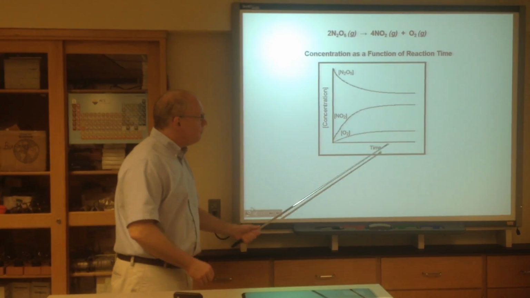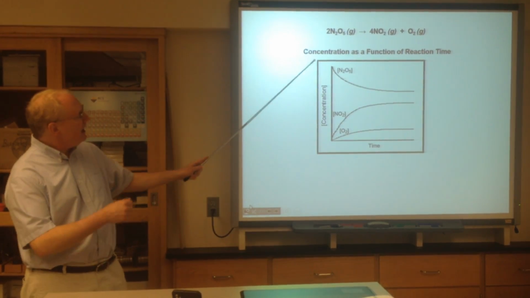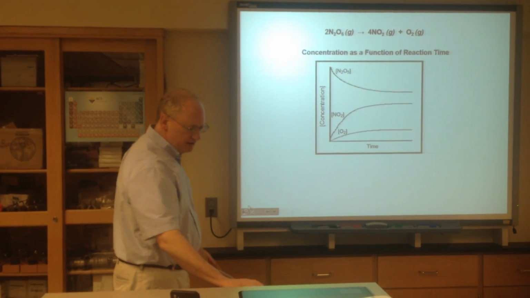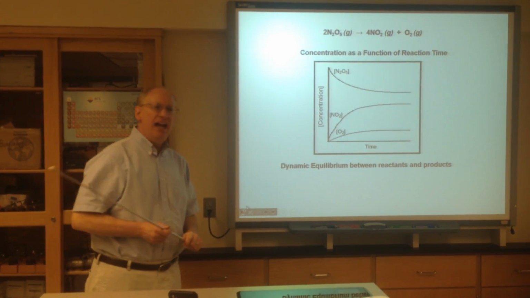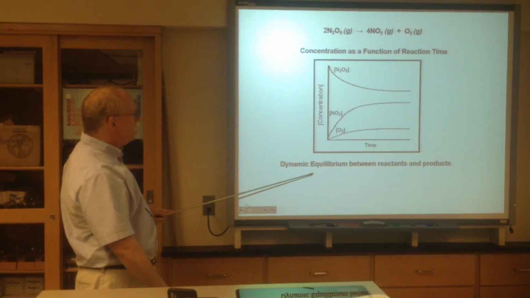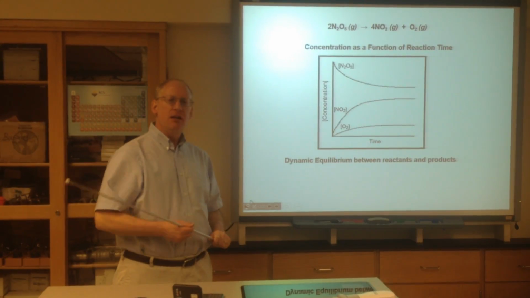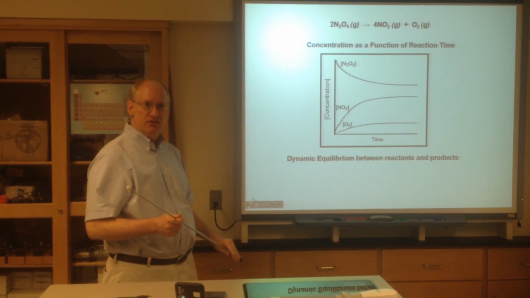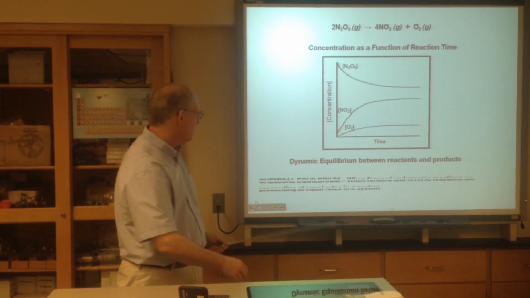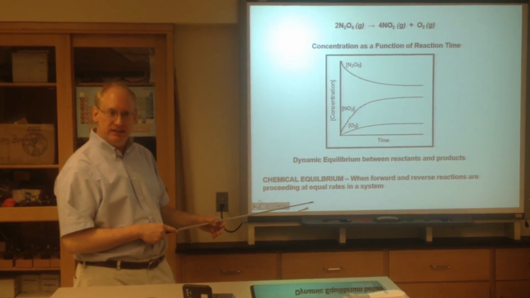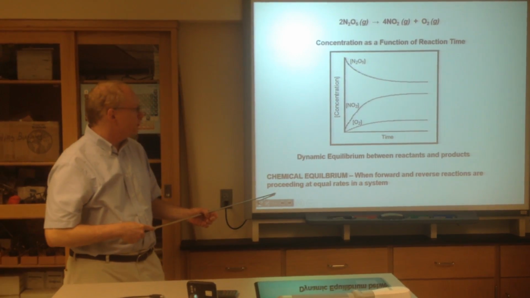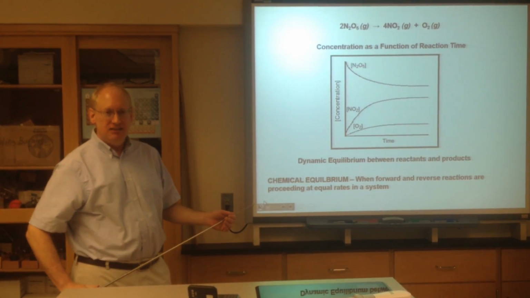Well, that's basically what we see going on in a reaction of this sort. We have a reaction, the reactants going to products, and products going to reactants at equal rates. So forward and reverse reactions happening at equal rates. We have a dynamic equilibrium between reactants and products. Now in chemistry there's a special name for this kind of situation. That is called a chemical equilibrium. And it occurs when the forward and reverse reactions are proceeding at equal rates in a system.